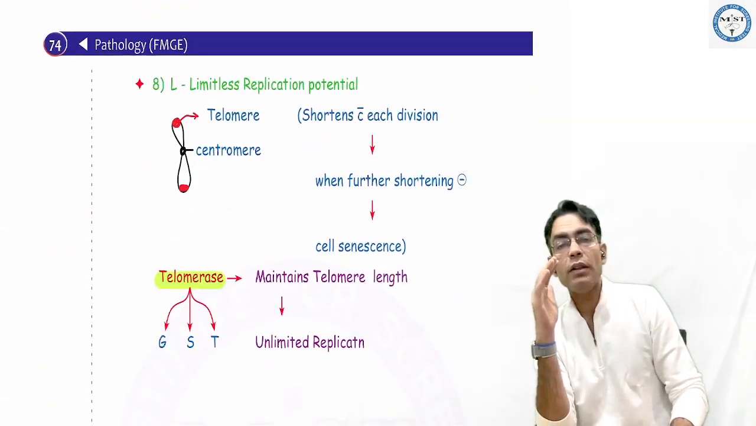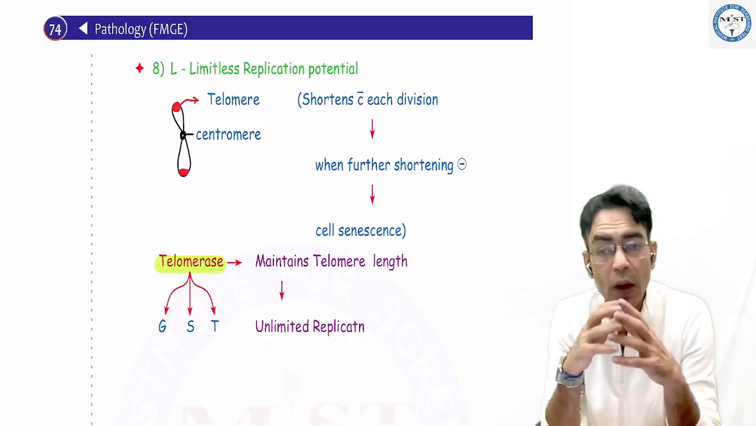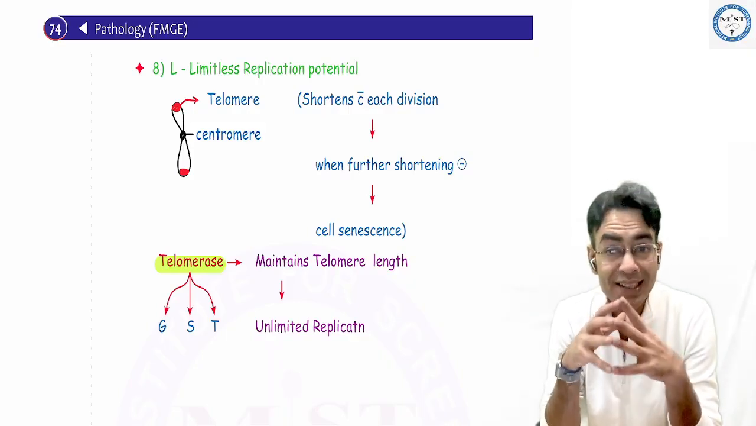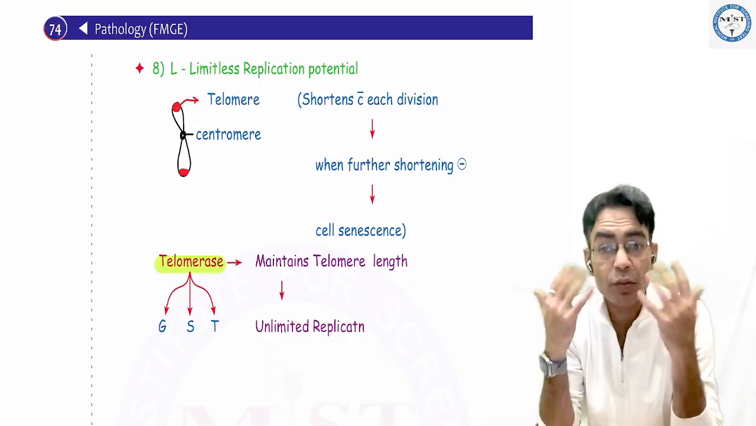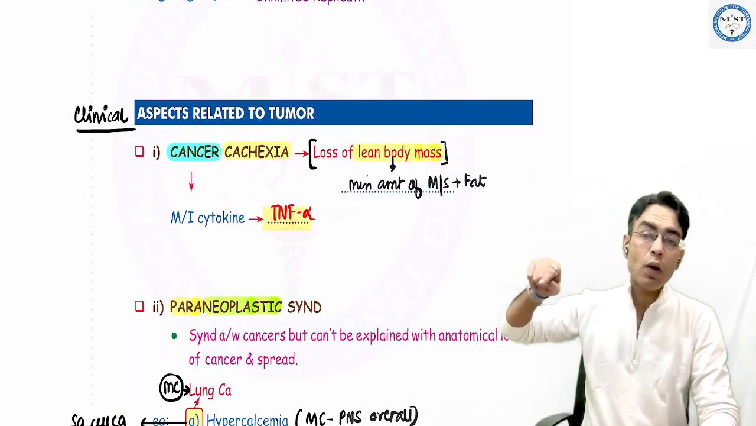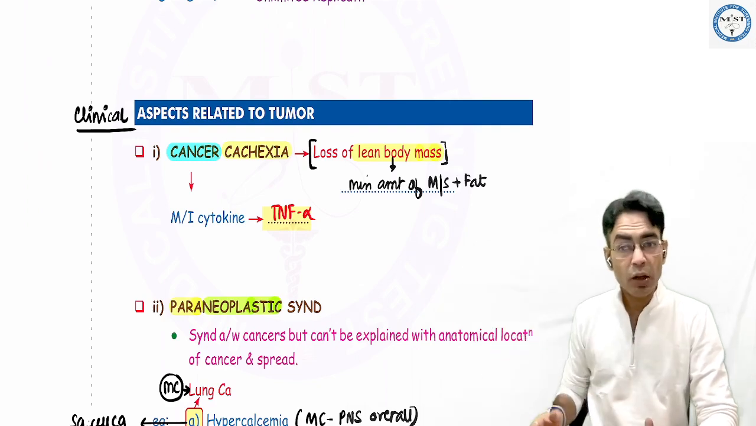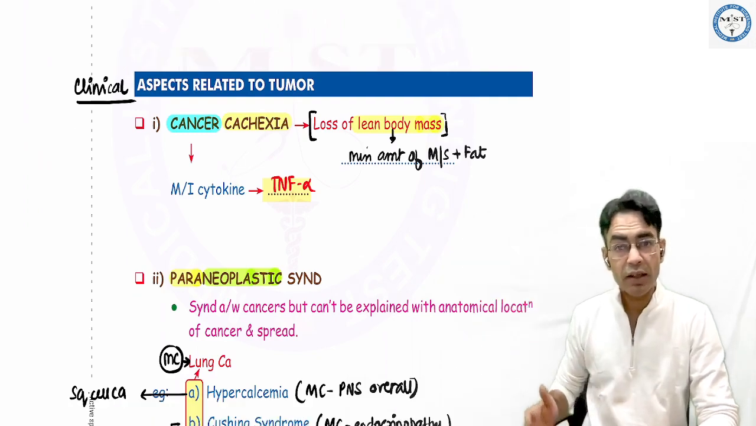Now, the last one is limitless replication potential. We discussed in chapter one that the telomerase enzyme is present in tumor cells and gives tumor cells unlimited replication potential. Cancer cachexia: the cytokine required is TNF alpha, and it causes loss of lean body mass. What is lean body mass? The minimum amount of muscle and fat.